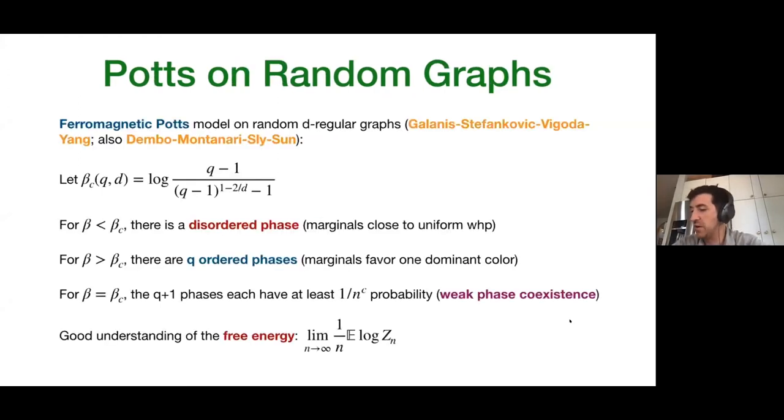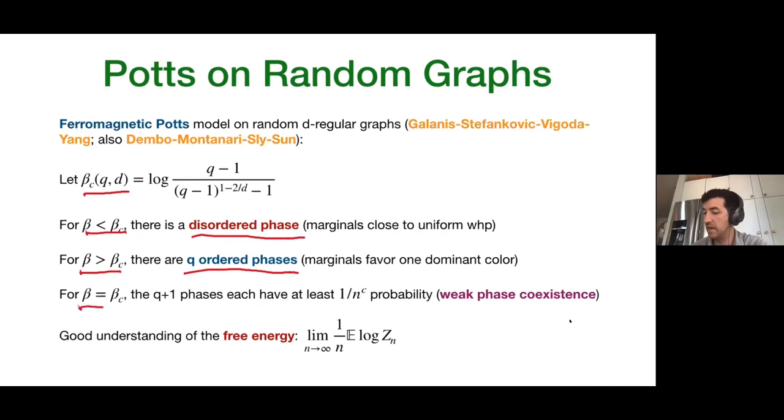Right, so what is known? We have this critical beta. Below critical, when the interaction strength is weaker than the critical interaction strength, there's a disordered phase. What they know about the disordered phase is that the marginals are close to uniform. So you see roughly equally pink, brown, green, white. For beta above the critical beta, we have Q ordered phases, meaning that a typical configuration from the Potts model has one dominant color. Either pink is dominant or blue is dominant, and so on.